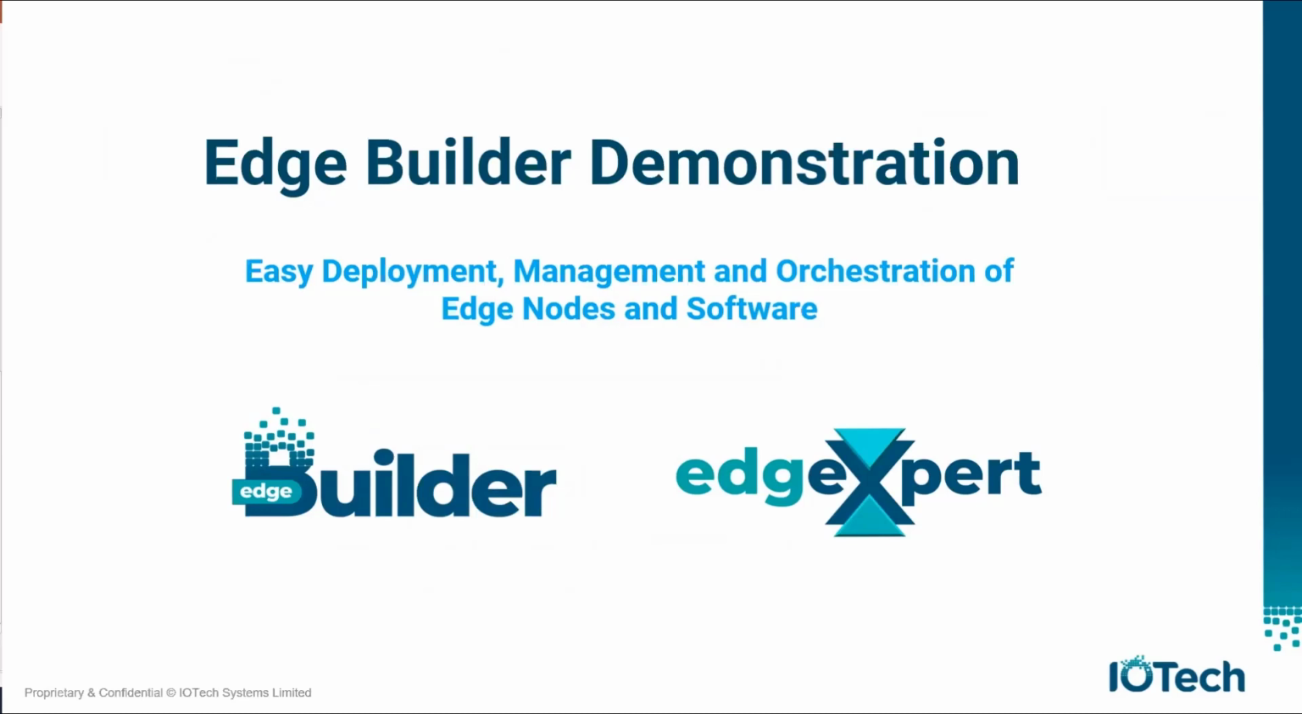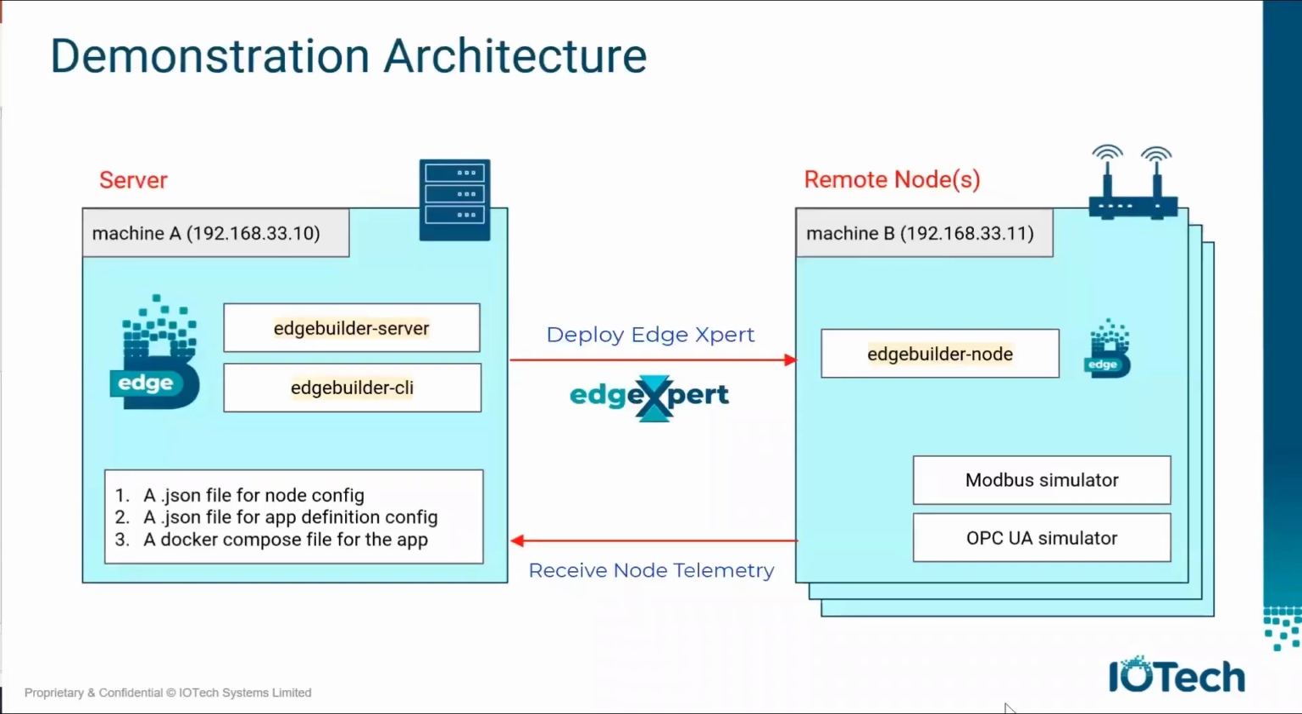Yeah, so like I said, we're really looking at running Edge Builder to deploy EdgeXpert, and particularly focusing on how we can do that at scale. So this is the architecture of the demonstration. And as I said, you've got the server side and the remote node side. In this case, it is just a single node I'm going to manage, but it could be hundreds or thousands. It's quite orthogonal, as you'll see in the demo. The server can run in the cloud or on-premise.